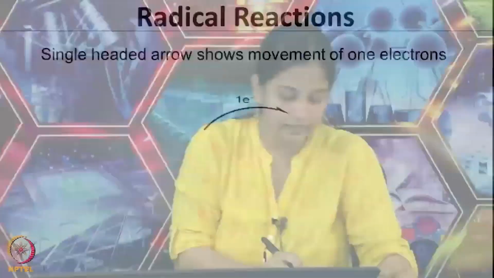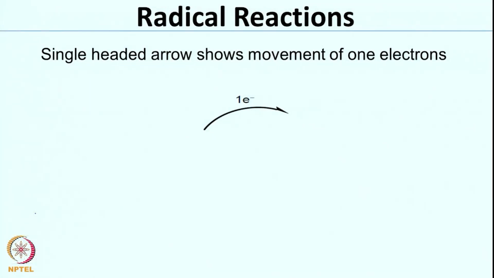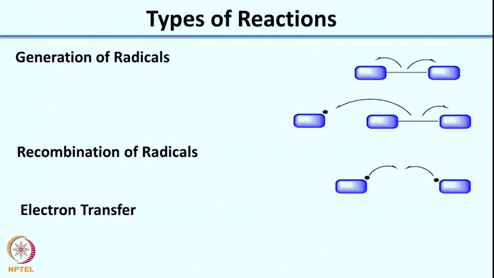So radical reactions are different from polar reactions, where you talk about single electron species called radicals, and to show the movement of single electrons, what is used is a single headed arrow. So as we saw earlier, for the polar reactions we used a double headed arrow. So a double headed arrow indicates movement of 2 electrons, but a single headed arrow indicates the movement of 1 electron. So radical reactions or radical species are very reactive. You can classify radical reactions very nicely.